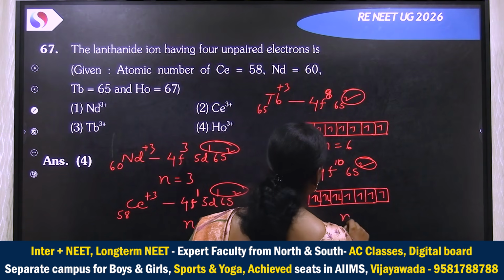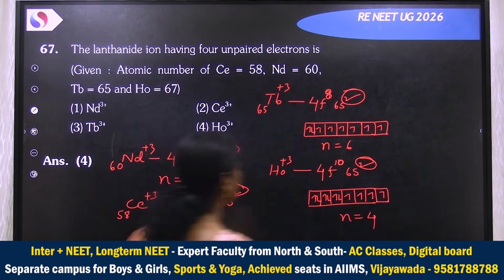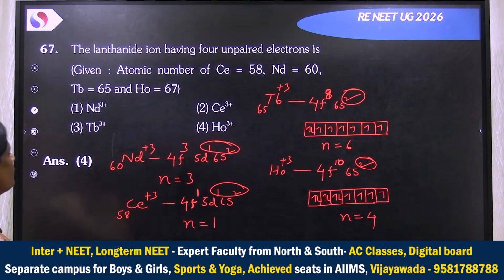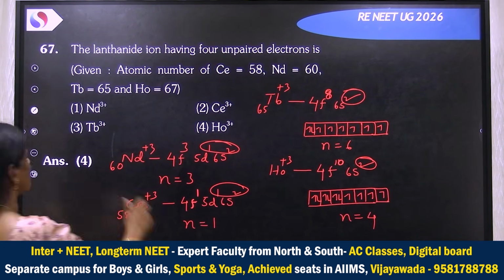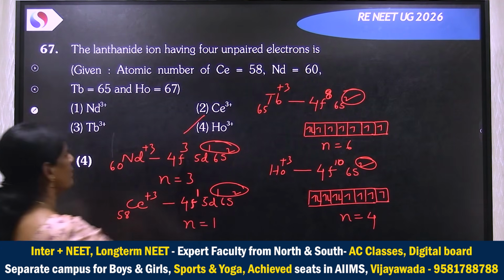So then how many unpaired electrons are present? n equal to 4. So the question is, which is having 4 unpaired electrons? Then it is holmium plus 3.